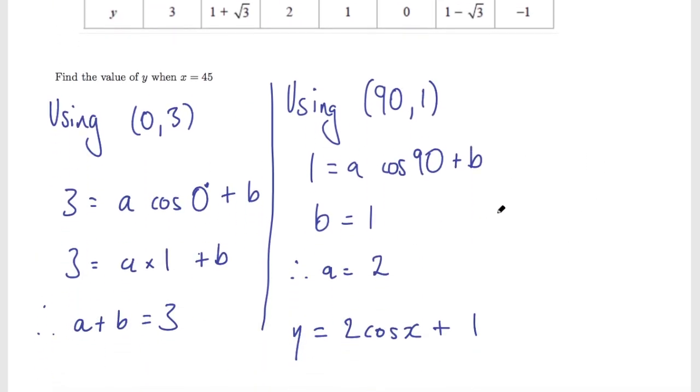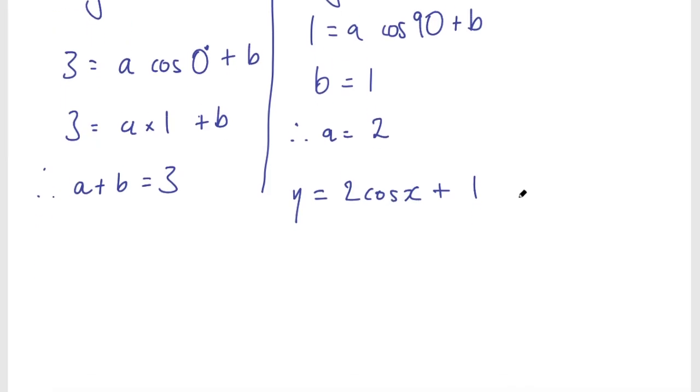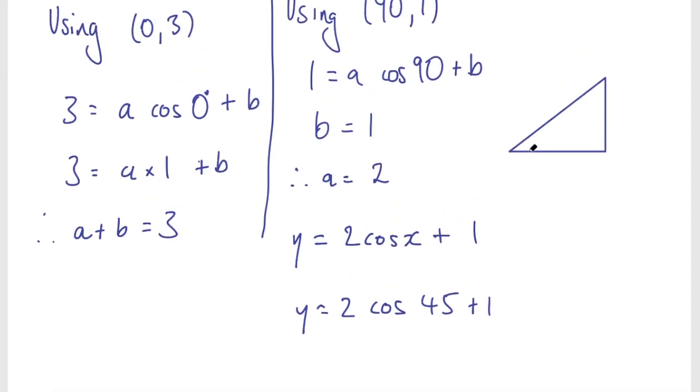We can find y when x equals 45. So y will equal 2 cosine of 45 plus 1. And there are some very useful trigonometric values that you can remember with these triangles. So there are two triangles, one is 30 and 60 and the other one is 45 degrees.